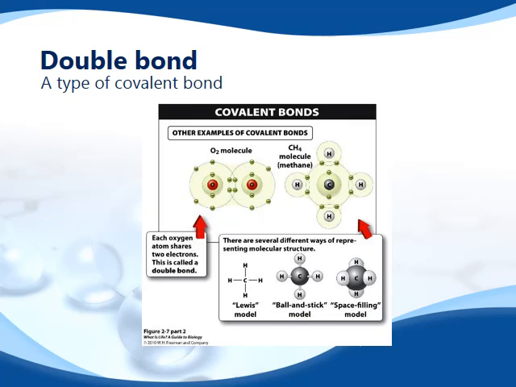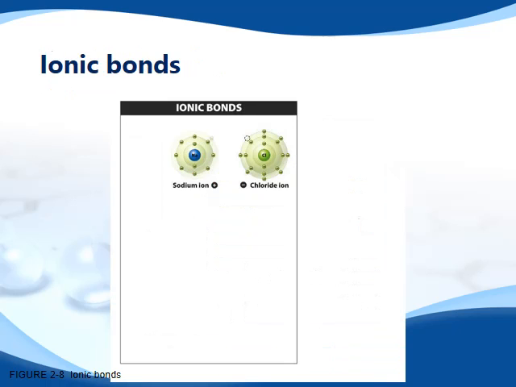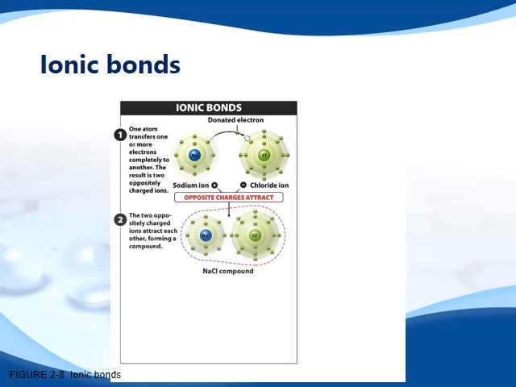The nuclei come closer together, and the 2 electrons begin to circle around both of them in a figure-8 pattern. The new H2 molecule is very stable. A double bond is a type of covalent bond. Let's look at this example given in the diagram. Each oxygen atom shares 2 electrons, and this is called a double bond.